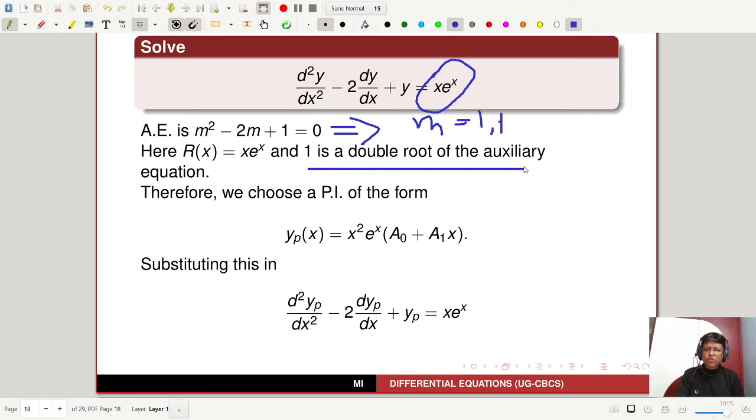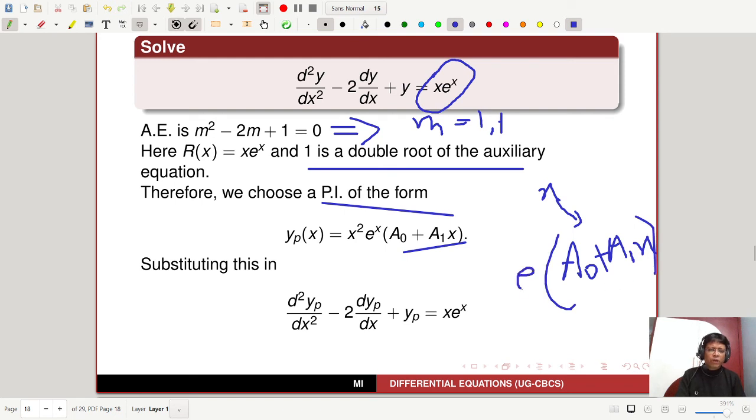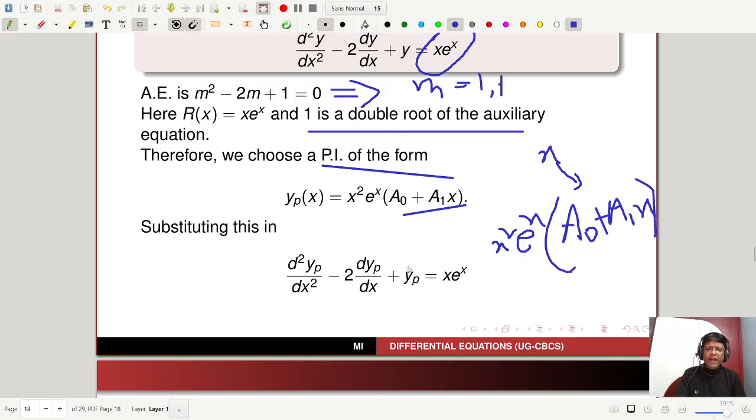So in this case, what you have to assume, your yp will be in the form x squared e to the power x times (a naught plus a1x), because you have a linear polynomial. For x, you have to choose a naught plus a1x, right? And exponential function is exponential function, but you have a double root here, so you have to write x squared. 1 is a double root because e to the power lambda x, lambda is 1. And again, yp is a solution of the given differential equation.